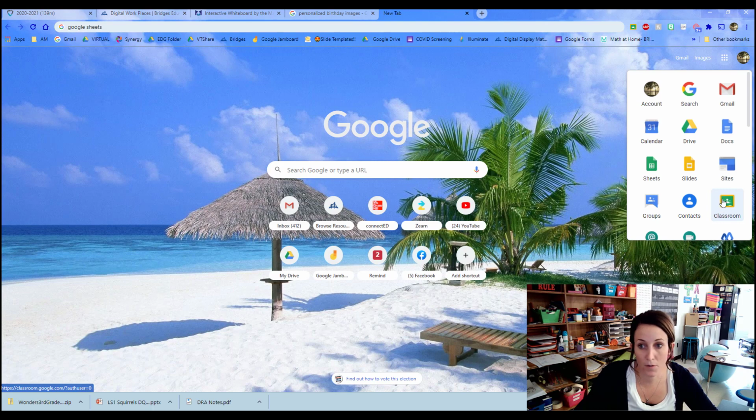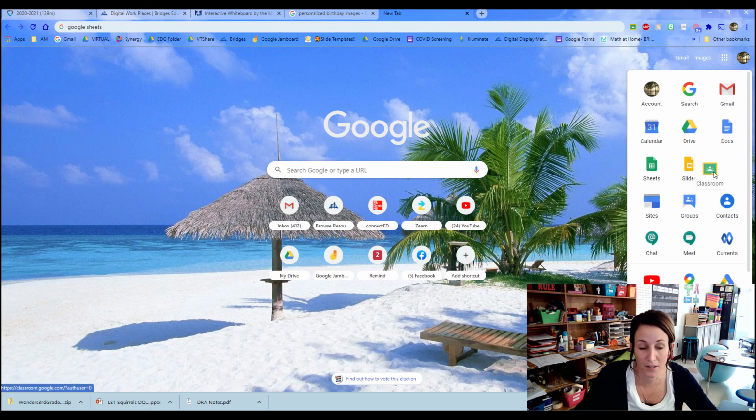So I'm going to try it out with you. All you need to do is open this waffle and a bunch of icons are going to pop up. And since I use Google Classroom a lot, I'm going to take this, click on it, and drag it to the very front.